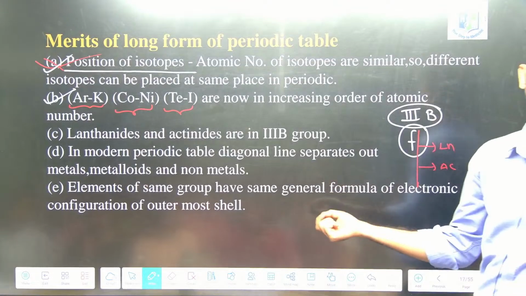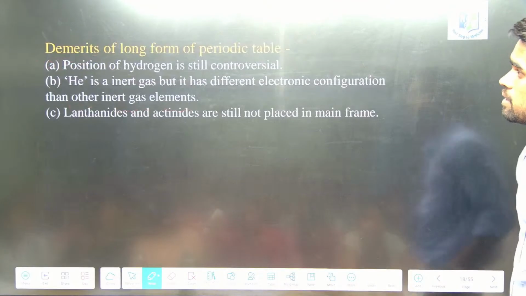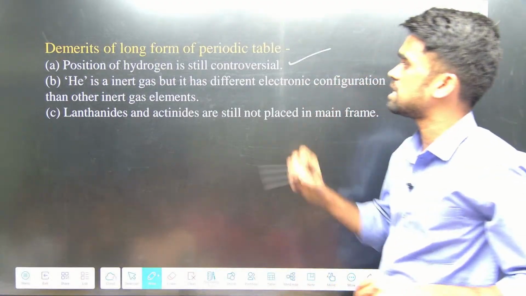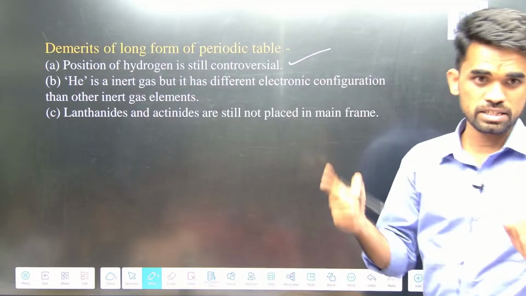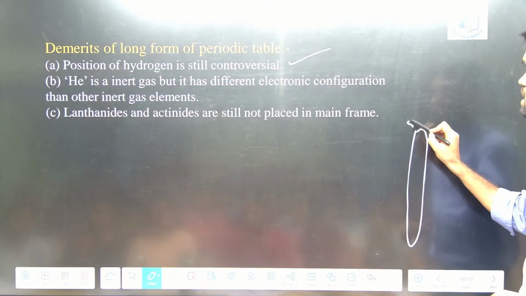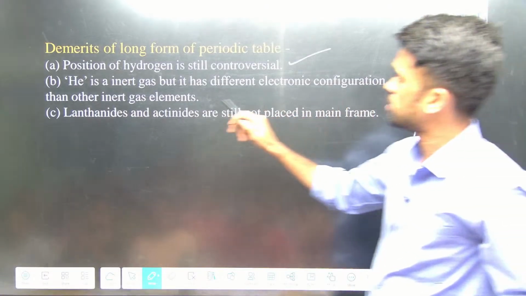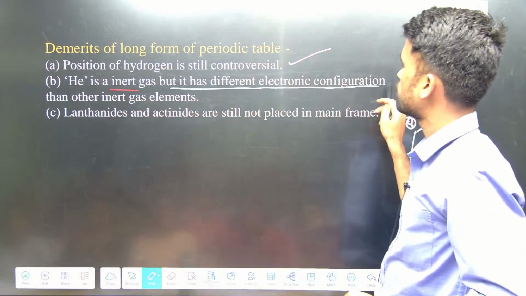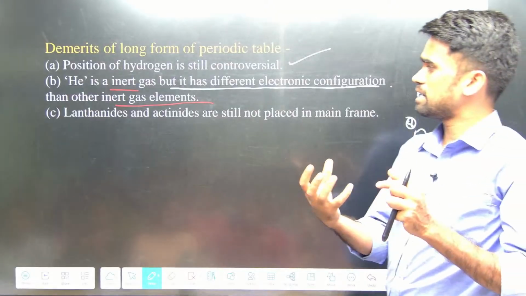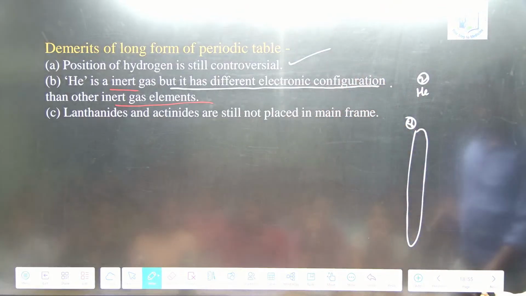Elements from the same group have the same general electronic configuration. Now, what are the demerits it has? The position of hydrogen is still controversial. Next, all noble gases have 8 valence electrons, but helium has only 2. So this is also one of the drawbacks. Helium is an inert gas but has a different electronic configuration compared with the other inert gases. And the lanthanide and actinide positions are separated, not in the main block, the main frame of the periodic table.